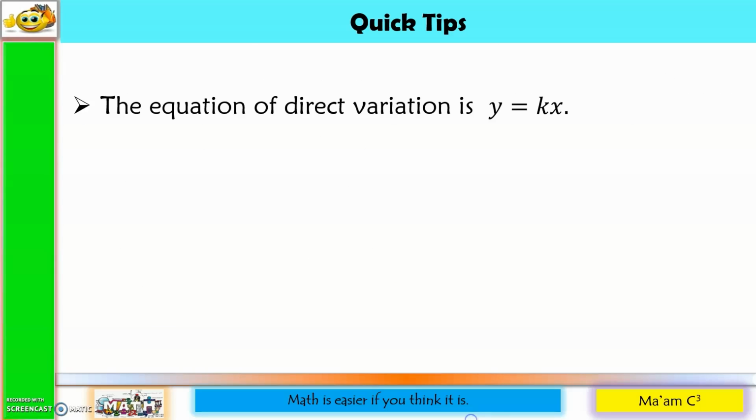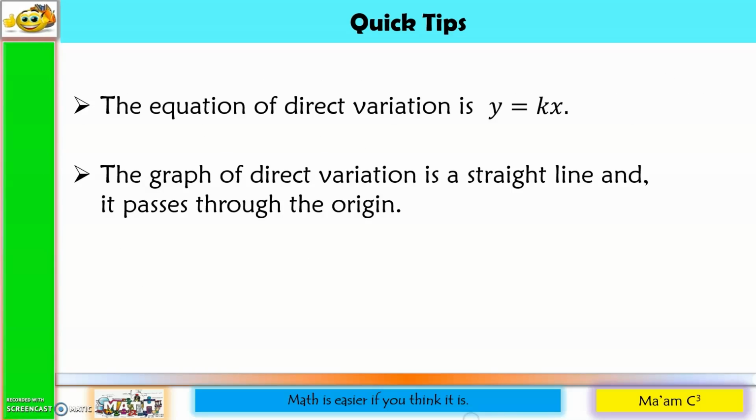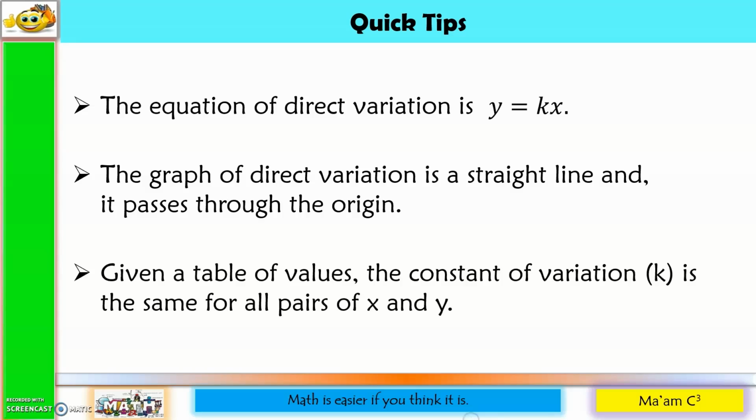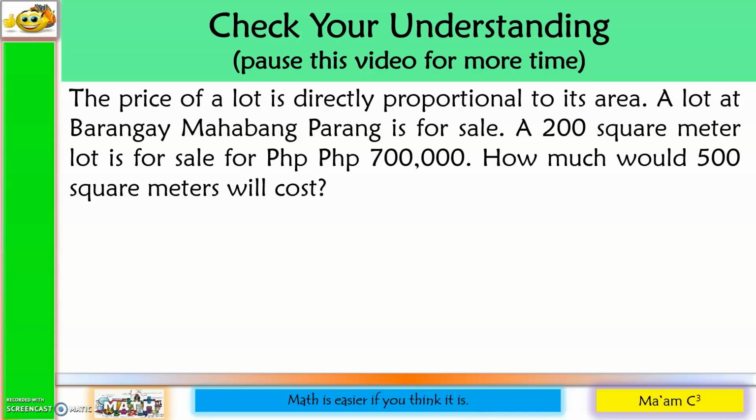Quick tips. The equation of direct variation is y equals kx. The graph of direct variation is a straight line and it passes through the origin. Given a table of values, the constant of variation is the same for all pairs of x and y. Now it is time to check your understanding. Pause this video for more time.